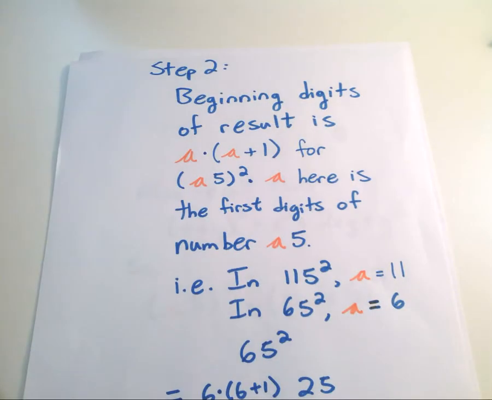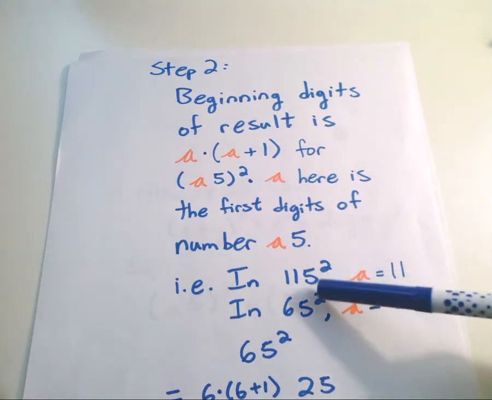Step 2, the more complicated step. So the beginning digits of the result is going to be a times a plus 1 for a5 squared. A here is the first digits of the number a5. So perhaps an example will help clarify things.